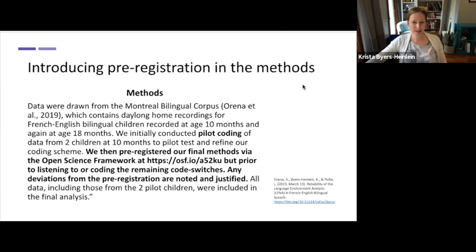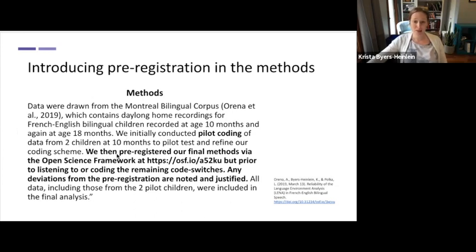So just to give you an example of what this actually looks like when you would write a manuscript. This is from a paper that we published back in 2019. This was actually a pre-registration of a study with existing data, so an archival data set. So you can pre-register both studies where you plan to collect data, but also analyses. Here we mentioned that the data were drawn from a particular corpus. We were very open that we conducted some pilot coding of these children. So 2 of the children, we pilot coded them to make sure it made sense for pre-registration.